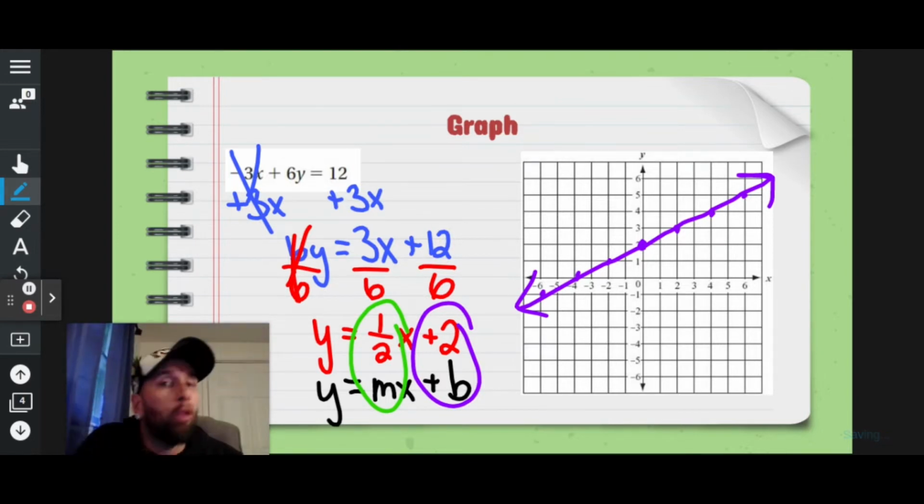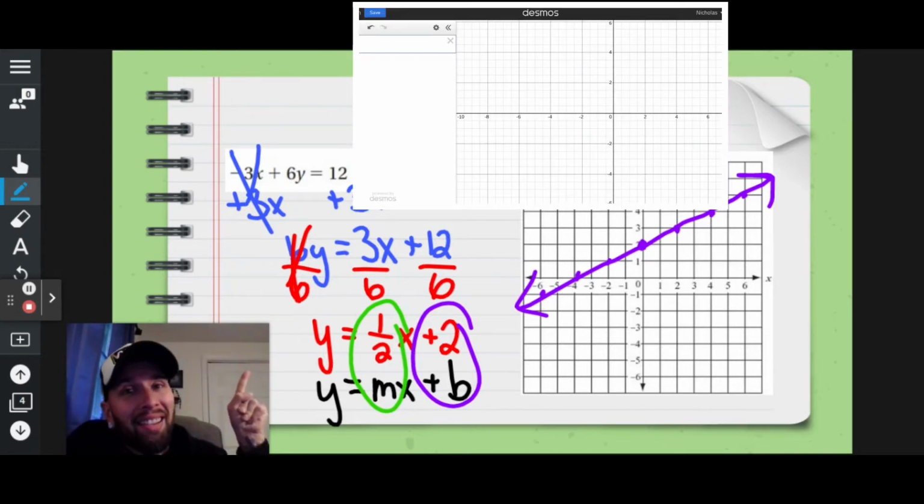Now, if this is a multiple choice problem and you cling to Desmos and you want to use Desmos for sure, then you could use Desmos. Watch this. To graph negative 3x plus 6y equals 12, we're just going to type it out. Negative 3x plus 6y equals 12.